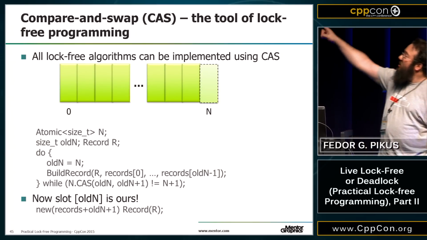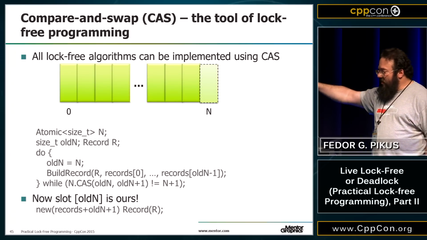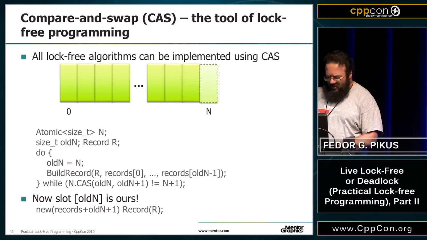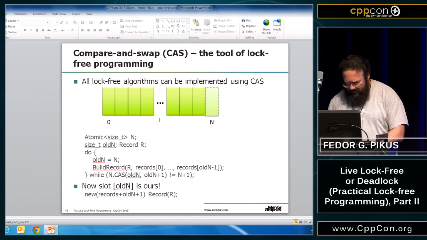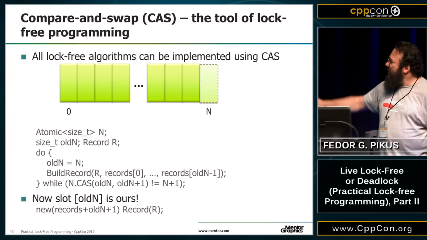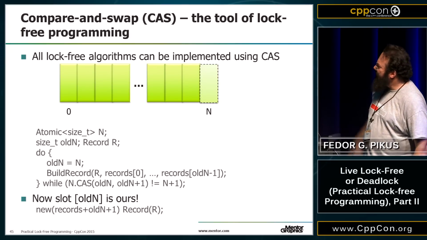Okay, so this is how you do the queue using compare and swap. And again, the same typo. Sorry, this should be old n on the left side of the swap. Nah, the mouse doesn't work. That n plus 1 should be old n.